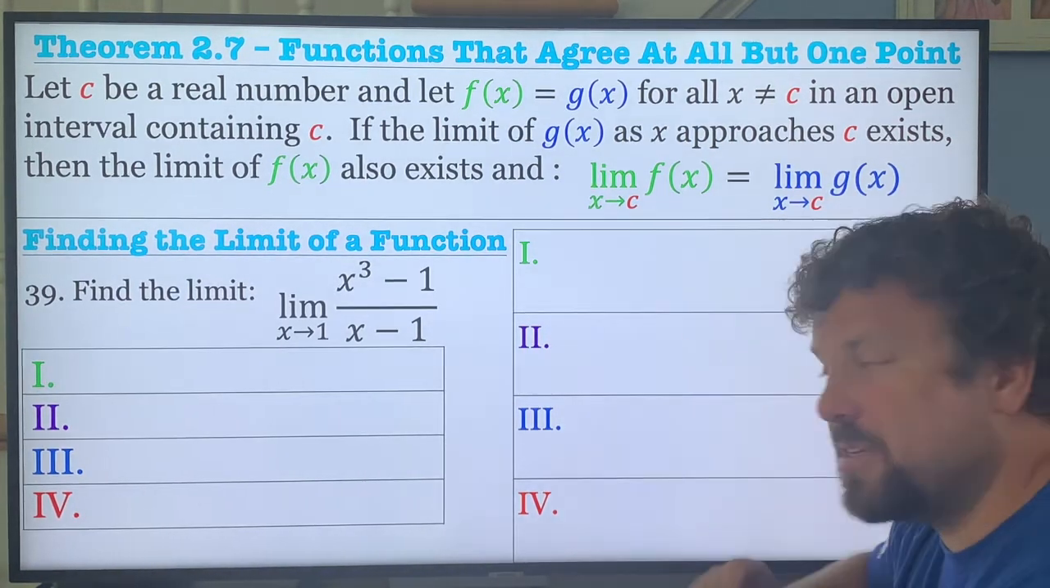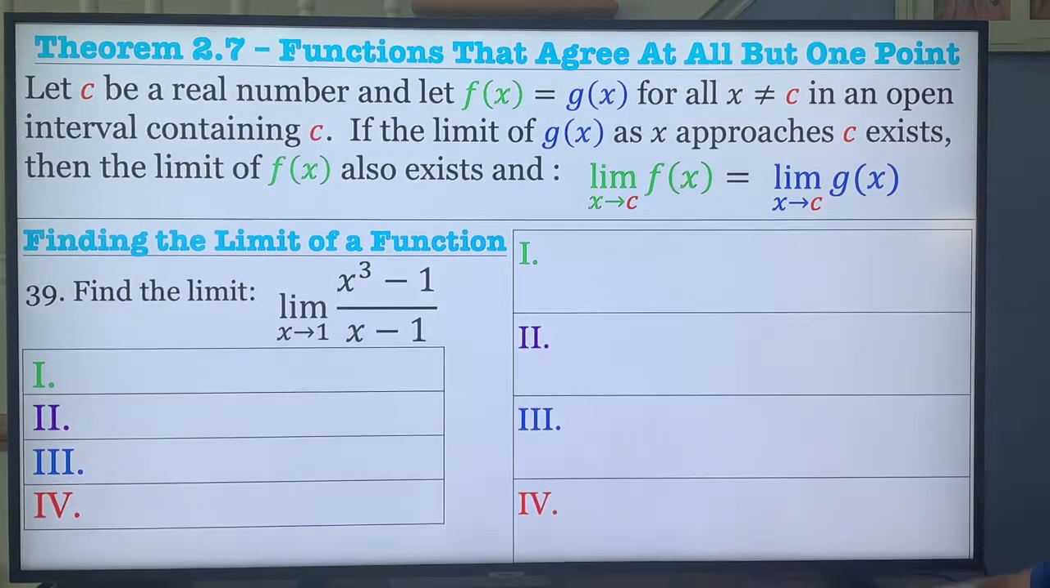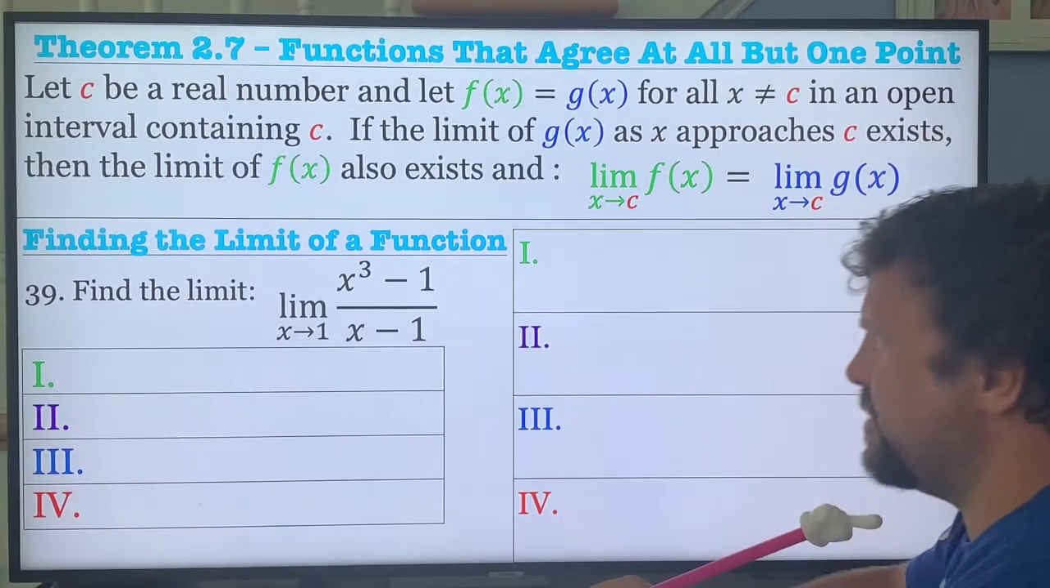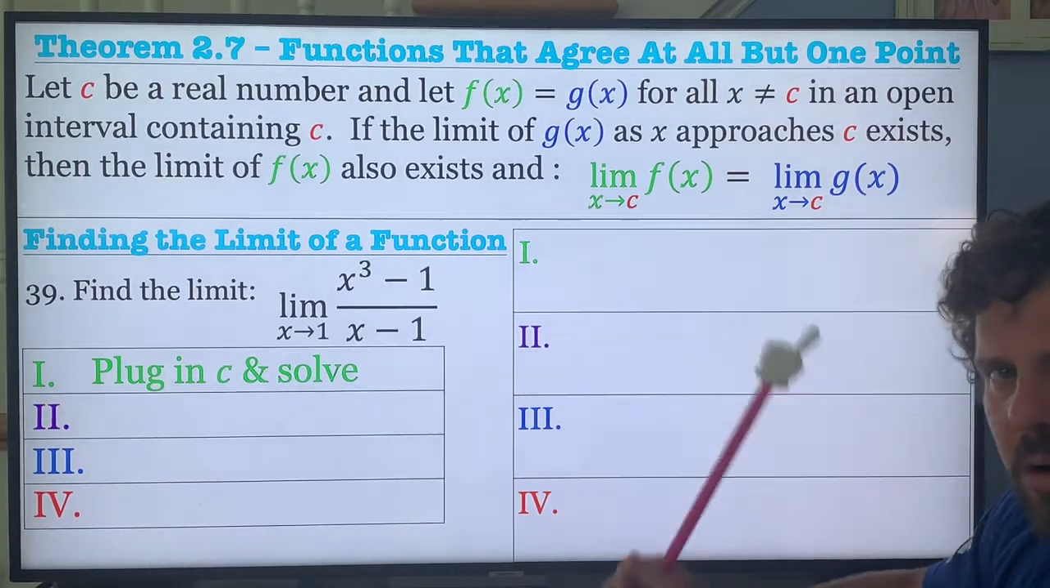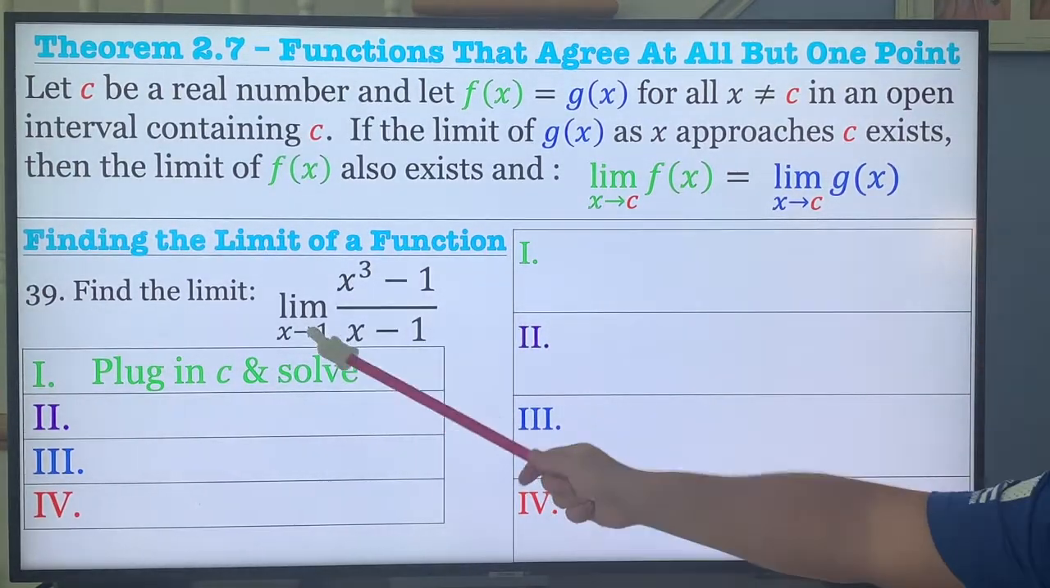I don't have a board to write all my stuff on, so it's a little weird. Let me go to this problem. So here's how this works. First rule, plug in c and solve. So all you always do with the limit, I'm always going to plug in my c and solve.